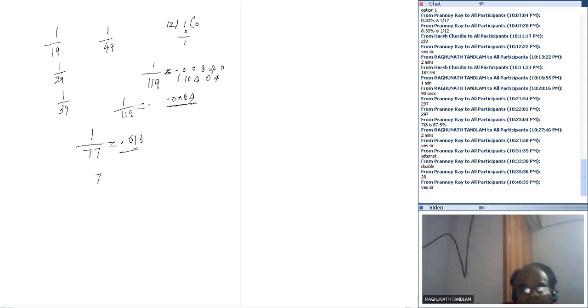7 into 11 into 13 is 1001. Now what I thought was, if I remember 7, 11, 13 as 1001, and why I'm saying this is there are lots of concepts involved in that. So when I divide, 1 by 77 is 13 by 1001, which is approximately 0.013.